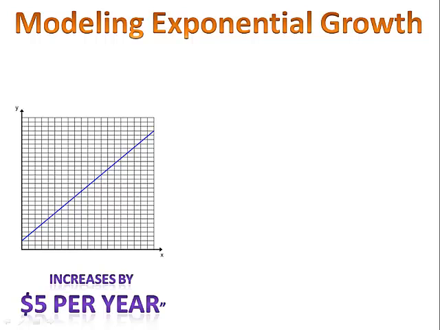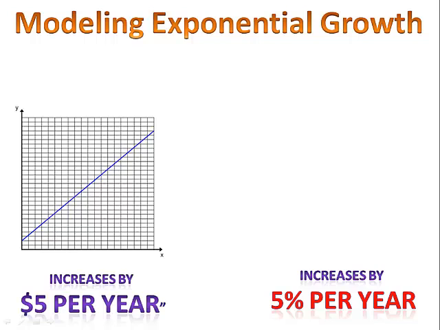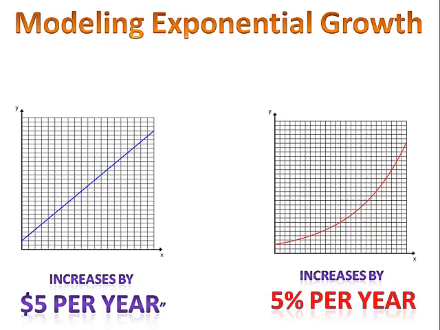Well, it goes up by a set amount, and that gives us a linear function like you see on the screen. However, suppose the cost of something goes up by 5% per year. Anything that goes up by a percent has a graph that looks something like this.